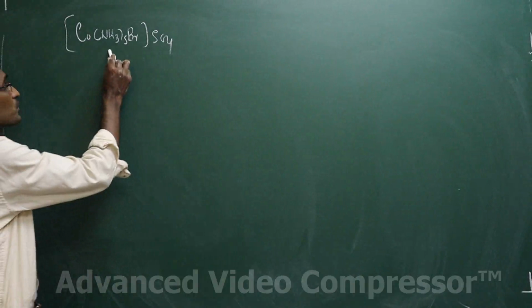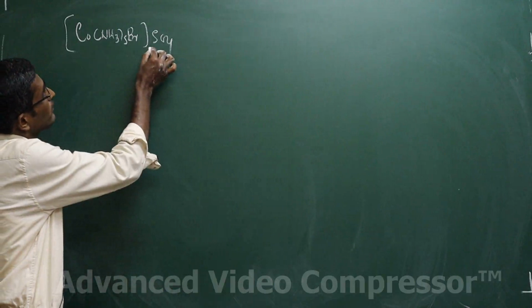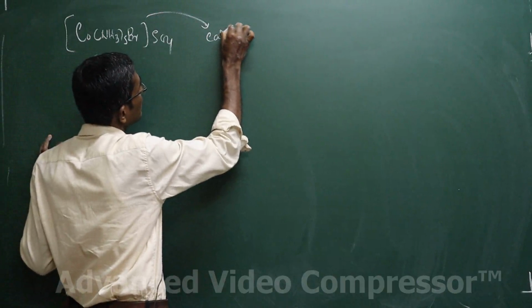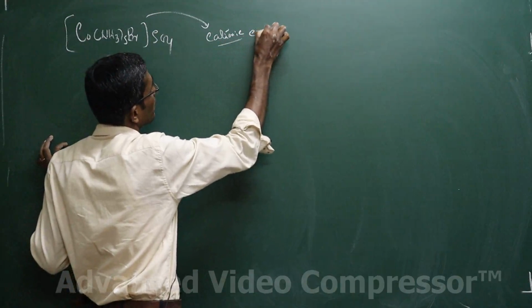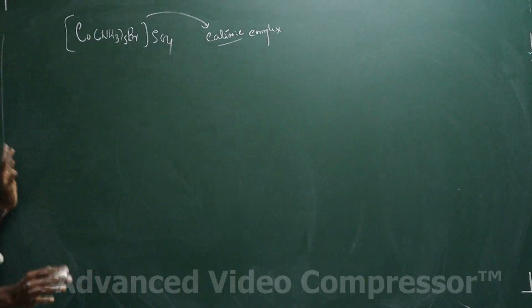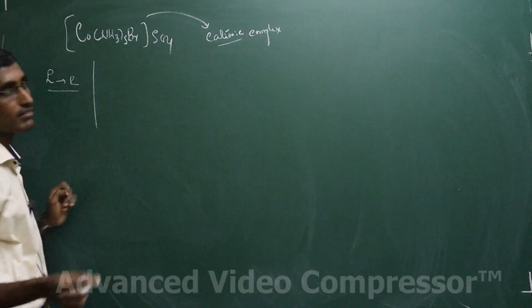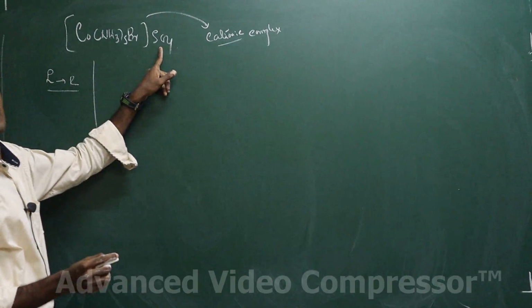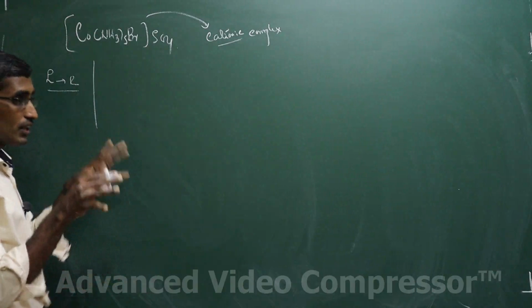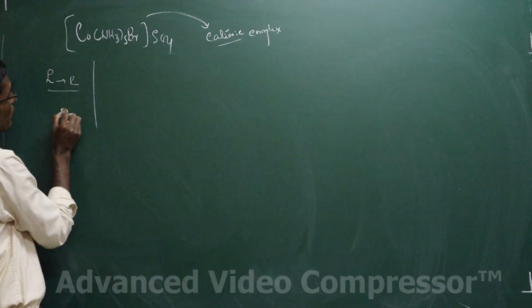Just take a look whether it is a positively charged or negatively charged complex. It's a cationic complex, because the counter ion is sulfate ion, a negative ion. This has to have a positive charge. Whatever it may be, first we have a rule: left to right. You need to name the complex ion first, then you have to name the counter ion. In the complex ion, what needs to be named first is right to left. That is the second rule.